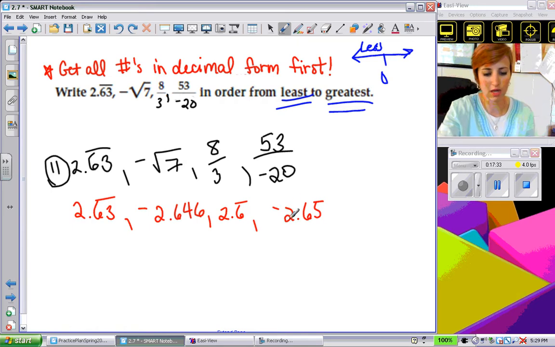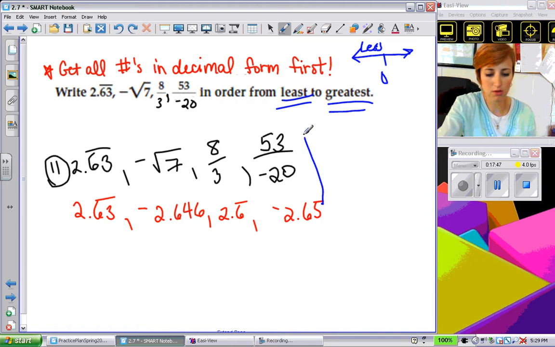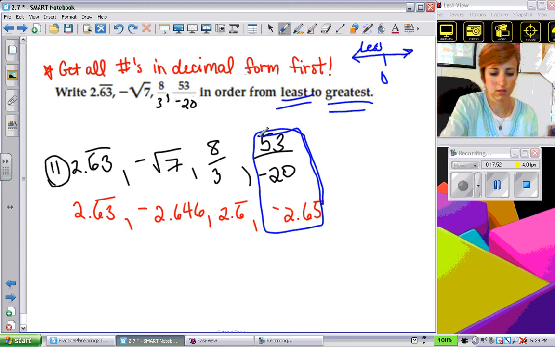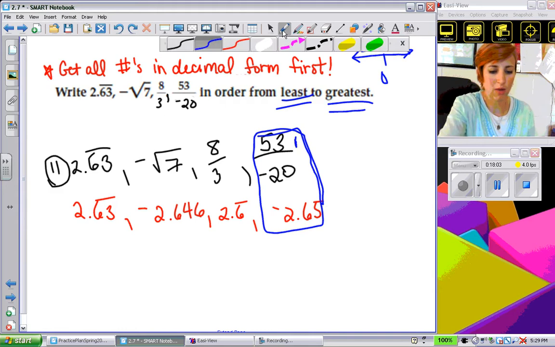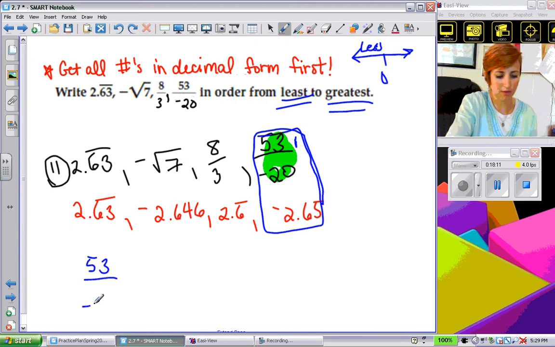So if I look right here, my negative 2.646 and negative 2.65, this one would just be a little bit farther left because it's just a little bit smaller. Because a bigger negative means it's farther left, which means it's going to be my smallest. So this is number 1. It's my smallest one. And what I'm going to do is write the original. So I'm going to write down 53 over negative 20.